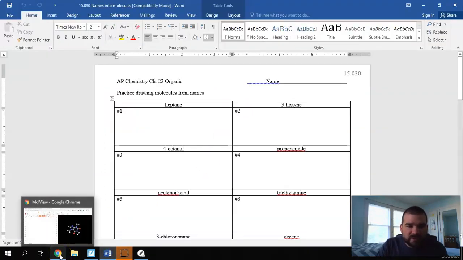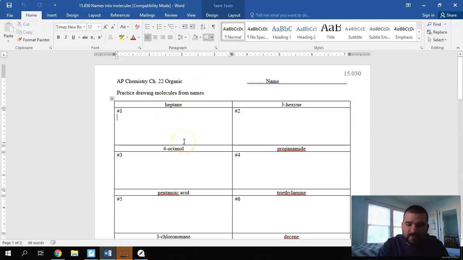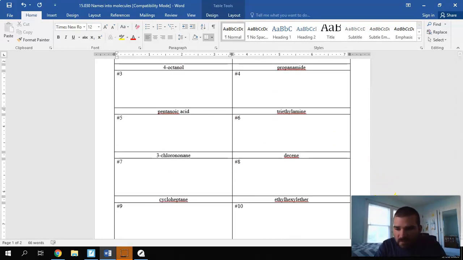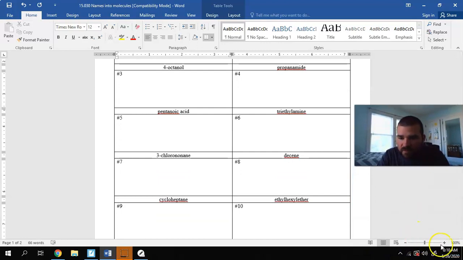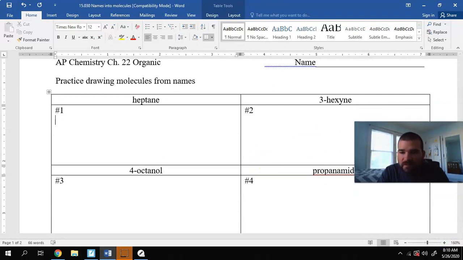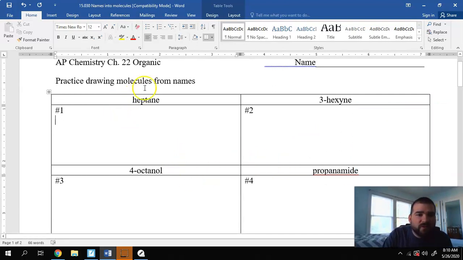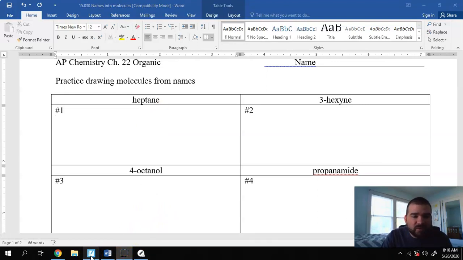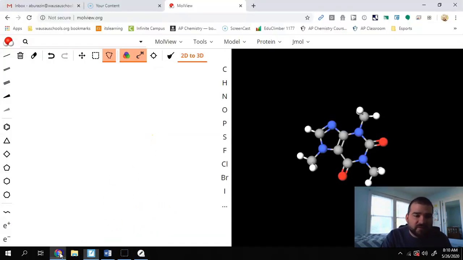So, first one here is heptane. We look at that name, and what we see is the prefix hept. The prefix hept implies 7, and then the ane ending is just a normal alkane, meaning a singly bonded chain of 7 carbons. Nothing special here. No functional group, nothing to worry about, no oxygens, anything like that. So the way we draw this is like this.